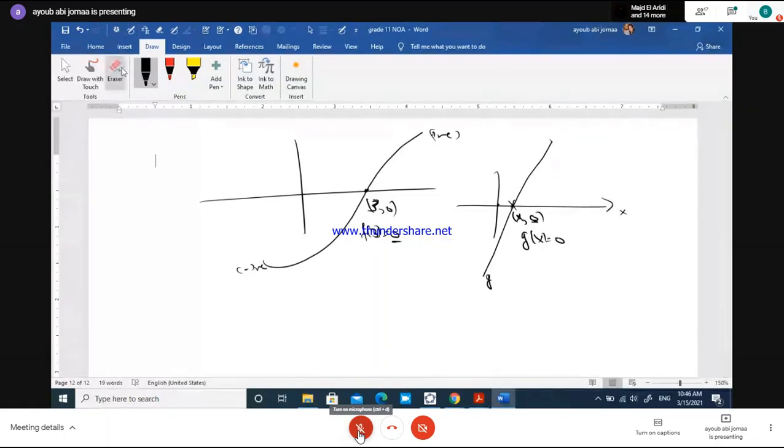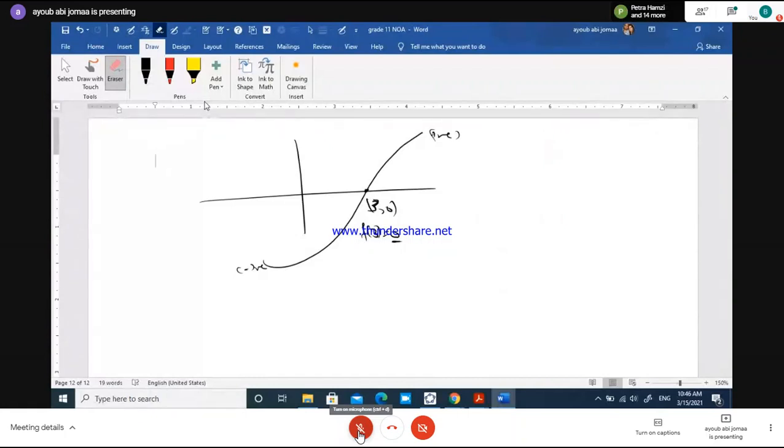When the function increases from negative to positive, then somewhere the function will be equal to 0. It means that the equation f of x equals 0 has a solution. Please note the language: has a solution, which is different from has one solution.